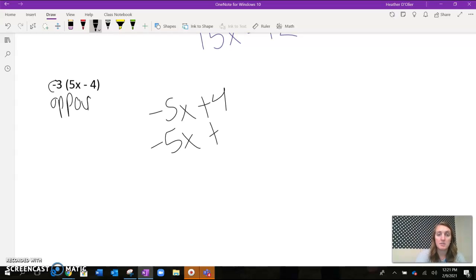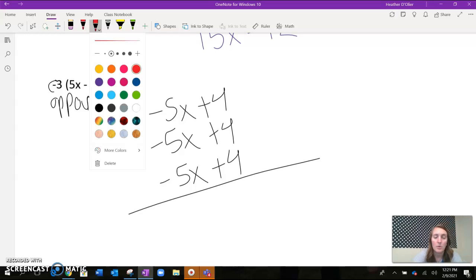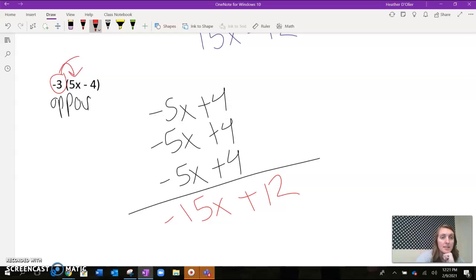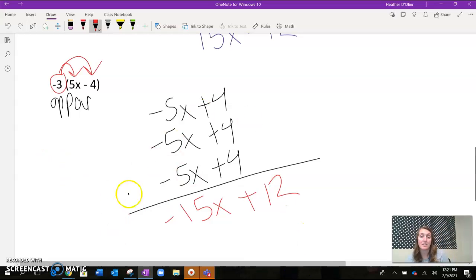Negative 5x plus 4. Negative 5x plus 4. And that gives me negative 5, negative 5, negative 5, that's negative 15x, and 4, 4, 4 is positive 12. But again, I'm just multiplying. That's why it works. But what I did was take negative 3, multiply it by 5x. Take negative 3, multiply it by negative 4. That's how I get negative 15x plus 12.